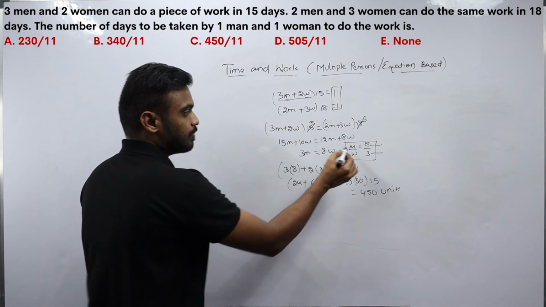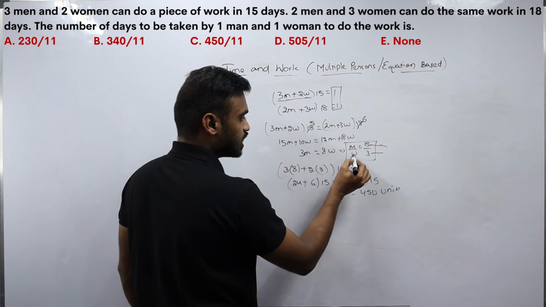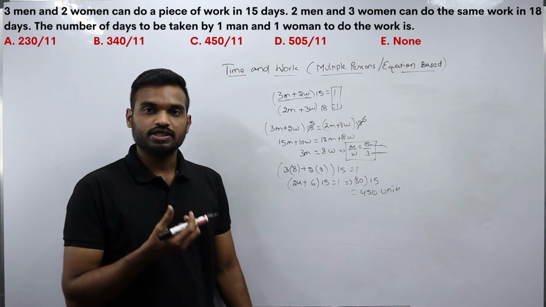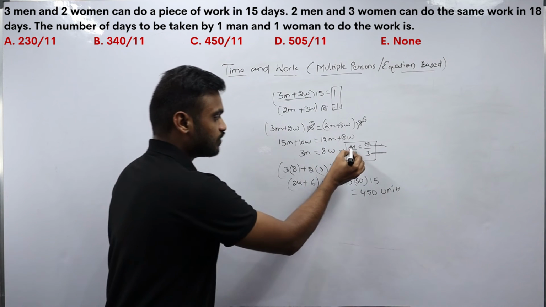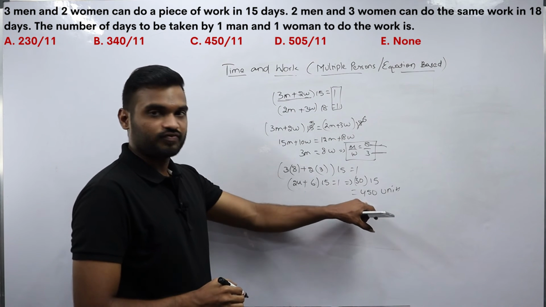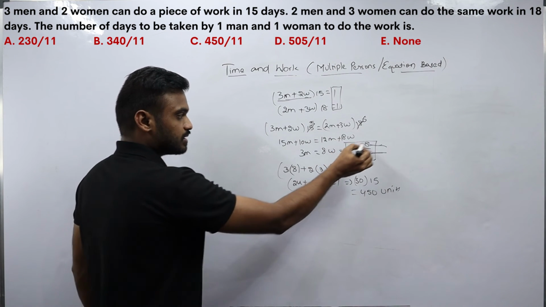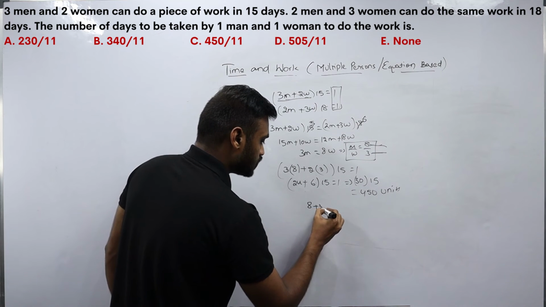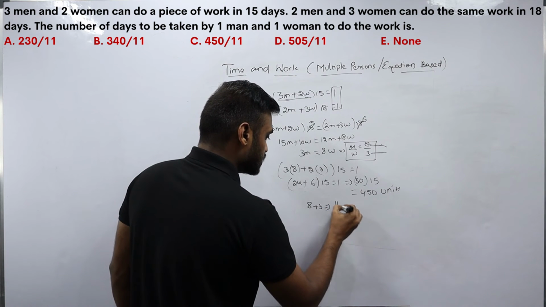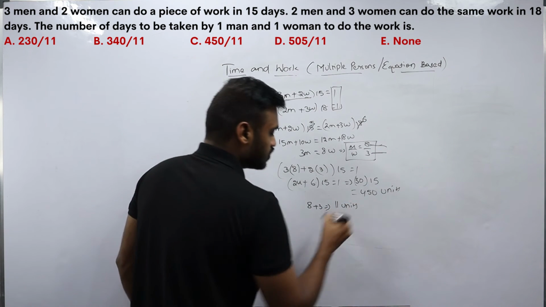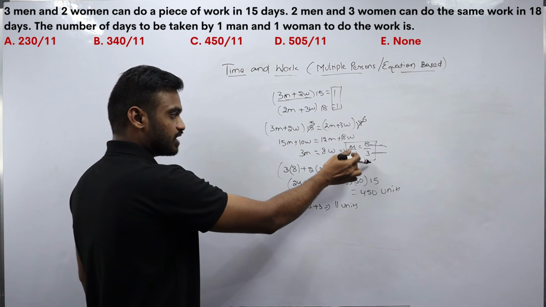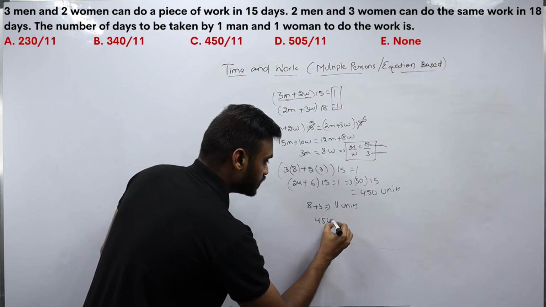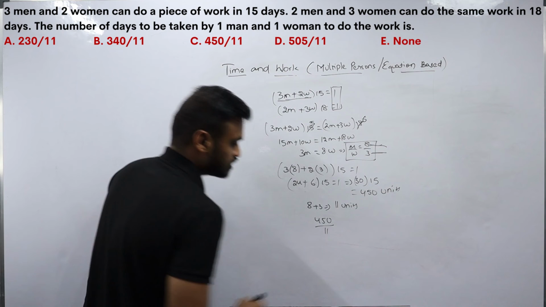We know that men's efficiency is 8 units per day and women's efficiency is 3 units per day. They are asking us to find the total time taken by one man and one woman to complete this 450 units of work. Men is completing 8 units per day and women is completing 3 units per day, so together they are doing 11 units per day. So the time taken for one man and one woman to complete this 450 units is 450 units by 11 units.